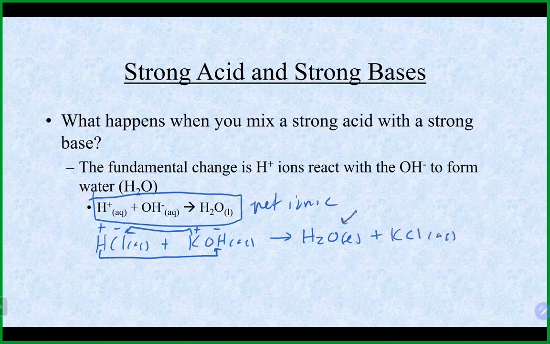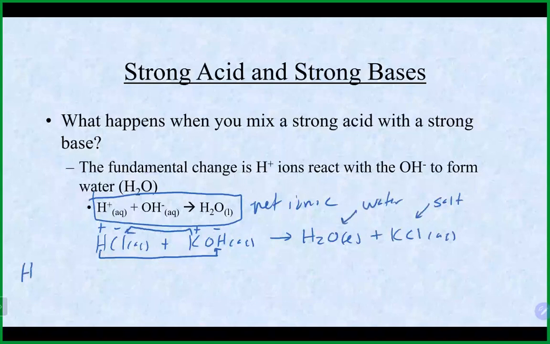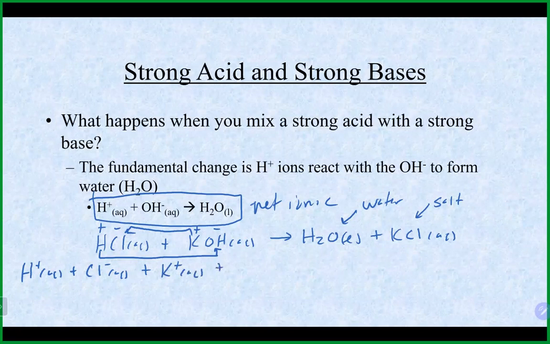This makes always in this reaction water and what is sometimes referred to as a salt. So water and a salt is made as a result of this reaction. If we went through our total ionic equation in this case, HCl, which is a strong electrolyte, would 100% break apart into H plus and Cl minus. KOH, which is a strong base, will 100% break apart into K plus and OH minus.